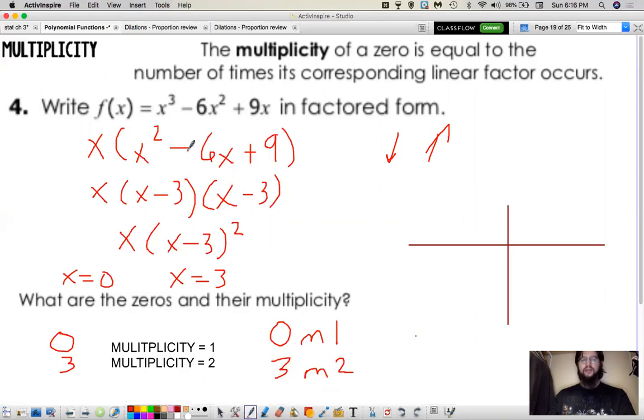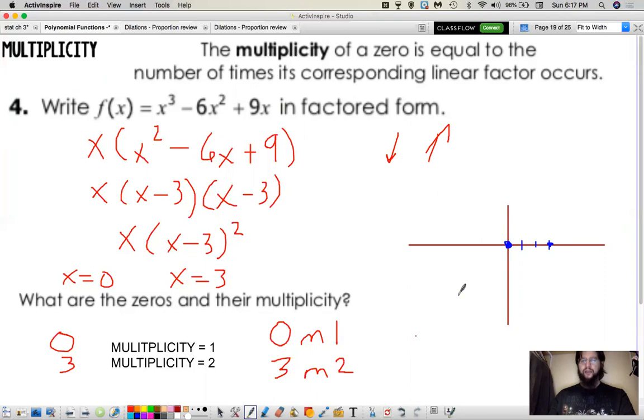So another thing, your y-intercept, you can plot that real easy. Plug in 0 for x. It's whatever your constant term is. In this case, it's 0. So I know (0, 0) is going to be my y-intercept and one of my zeros. So right there. And then 3. 1, 2, 3. I got a 0 there.